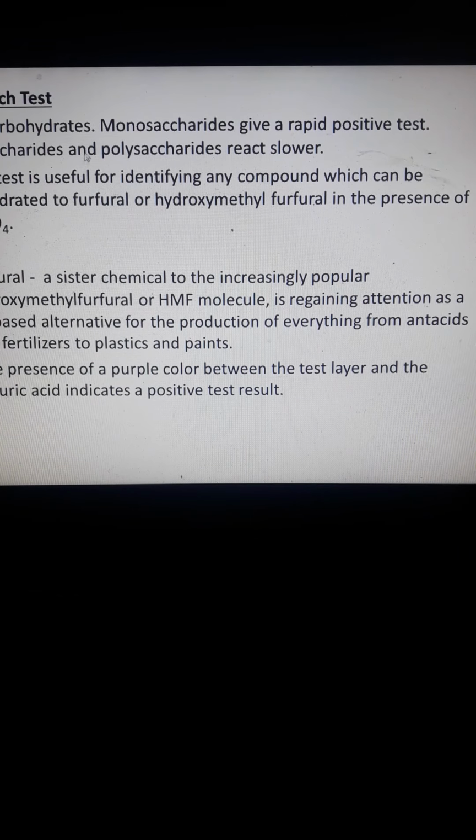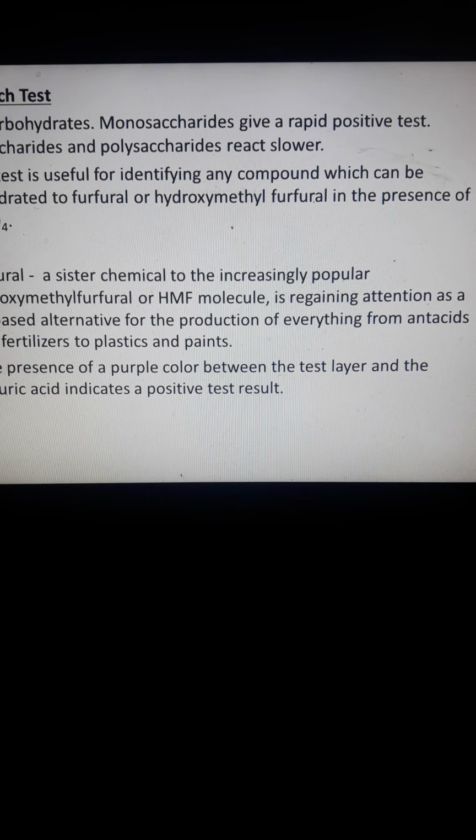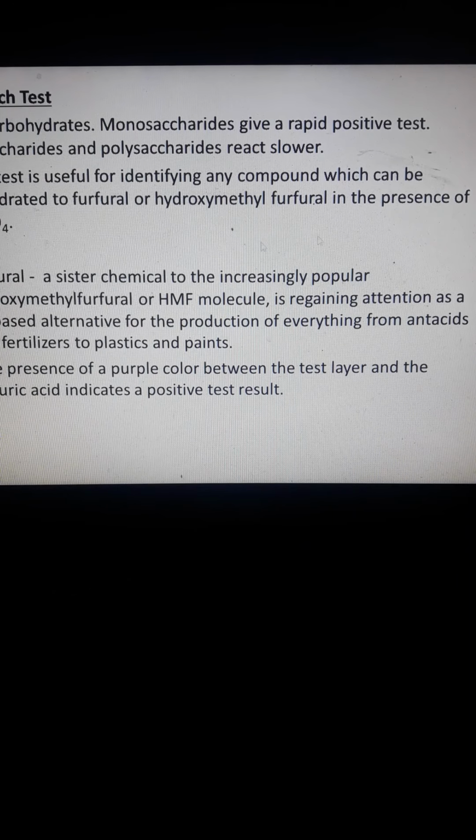So Molisch test. All carbohydrates, monosaccharides give a rapid positive test. So disaccharides and polysaccharides react slower because of the large molecular size, based on the structure of polysaccharides and disaccharides. So they cannot react easily because of the high molecular weight. Okay, this test is useful for identifying compounds which can dehydrate to furfural or hydroxymethylfurfural in the presence of sulfuric acid. Okay? So furfural, a sister chemical, increasingly popular hydroxymethylfurfural or HMF molecule, regaining attention.